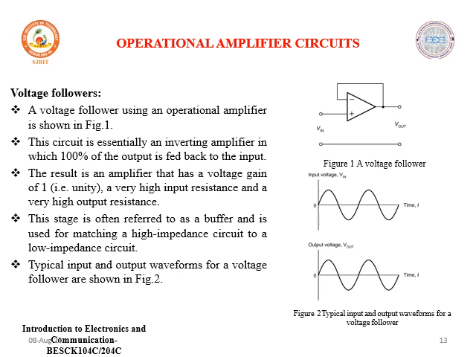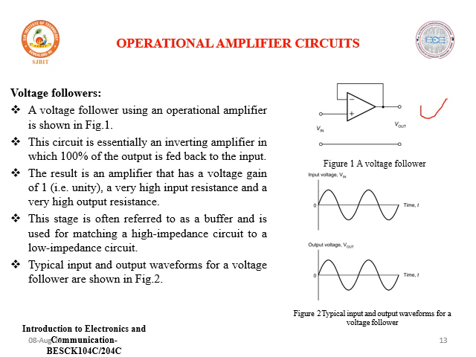Next one is the voltage follower. In the voltage follower circuit, you can observe that Vin is applied to the non-inverting terminal, so the output is the same as the input. This circuit is essentially an inverting amplifier in which 100% of the output is fed back to the input.